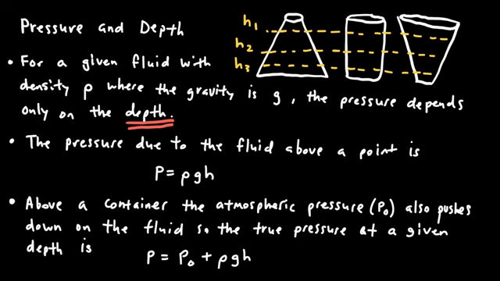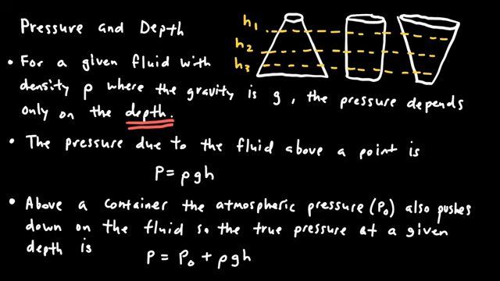So up above I have 3 different containers that have wildly different shapes, and if they were filled with fluids up to the top, then the pressure at a depth of H1 in each of those containers would be the same. The pressure at H2 in each one of those containers would be the same, and at H3 the pressure in each one of those containers would be the same.